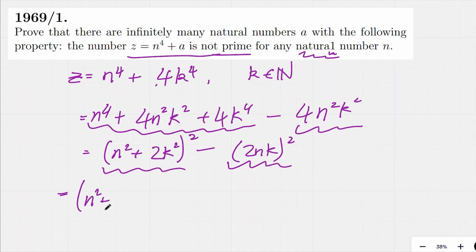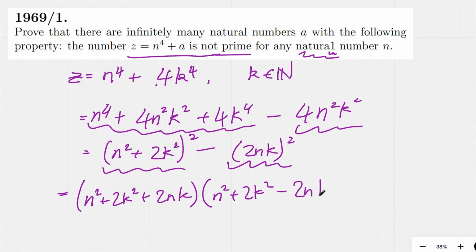So it's going to be n squared plus 2k squared plus 2nk, multiplied by n squared plus 2k squared minus 2nk. So now all we need to do is verify that both of these are bigger than 1. Firstly, let's notice that they're definitely both positive, because the only one that could be negative is maybe this one, because it's got a negative sign there, and n and k are both positive. But if this was negative, then this would also have to be negative, because we know it equals this guy here, which is positive. But that's not possible, because this guy here is very clearly going to be positive. So each of these brackets is going to be positive.